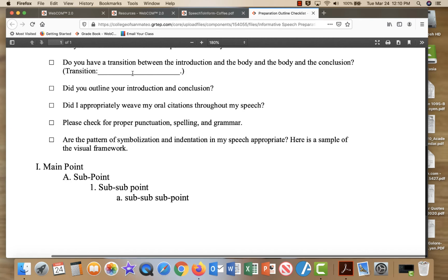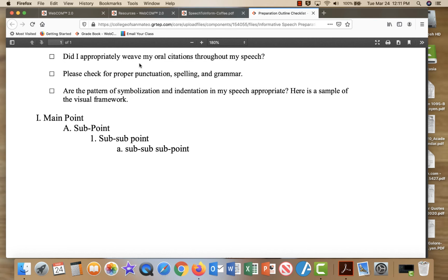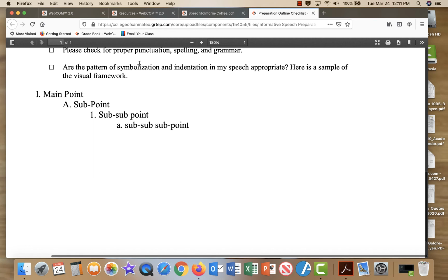Do you have a transition statement between the introduction and the body and the conclusion? Notice here I have parentheses, transition, colon, close parentheses. Did you outline your introduction and conclusion? Sometimes we forget to do that. Did I appropriately weave my oral citations throughout my speech? Notice in the speech that we just looked at, they did a great job identifying the required sources. If you still need some more assistance in working with your oral citations, take a look at my other video. Did you check for proper punctuation, spelling, and grammar?